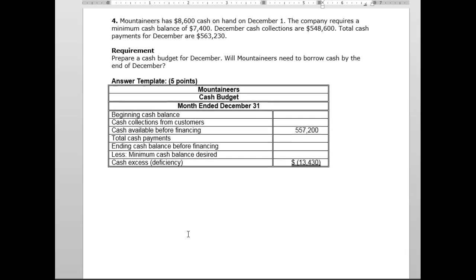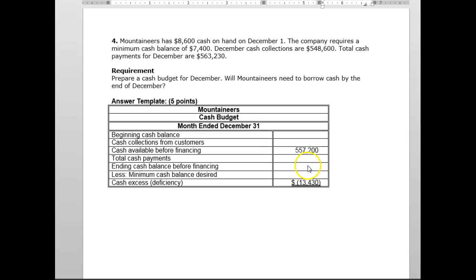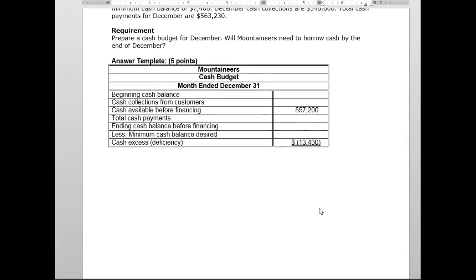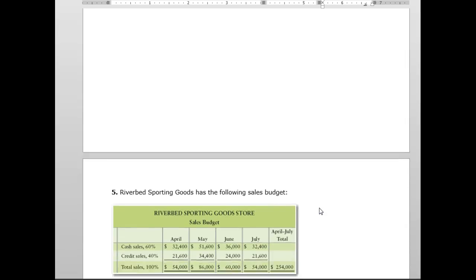Let's look at 4. Again, like I said, these are kind of fun. This one is literally, all you have to do is drop these numbers down. And if you get them in the right order, and they're fairly easy to do, you will have a deficiency of $13,430 for this one. Kind of giving you hints along the way.